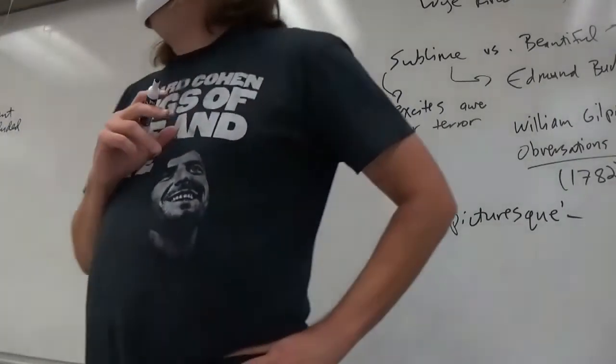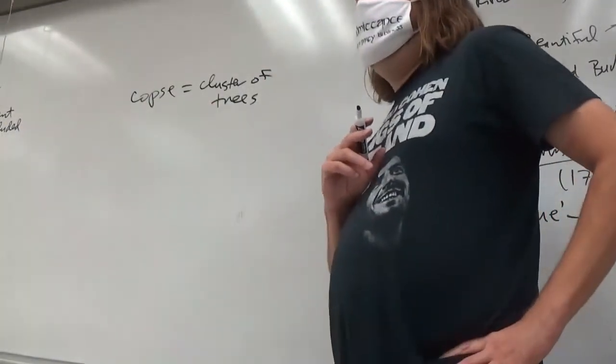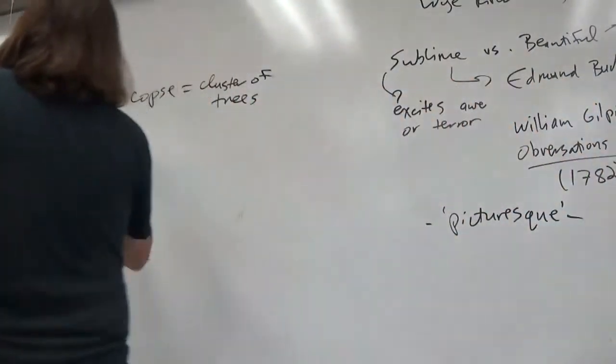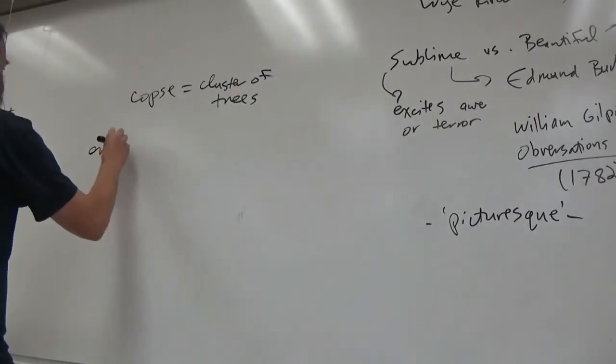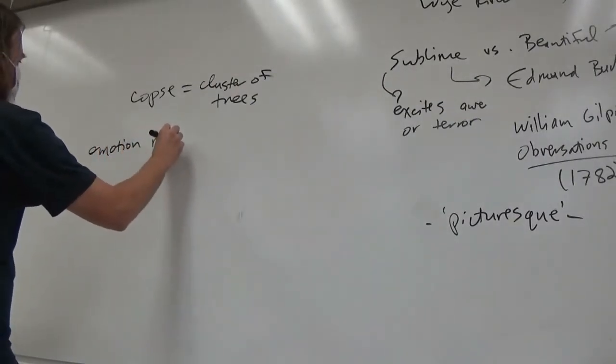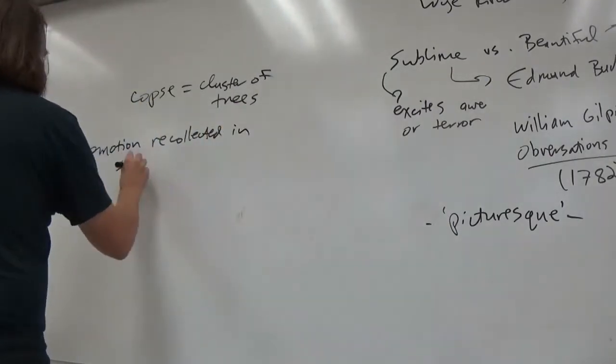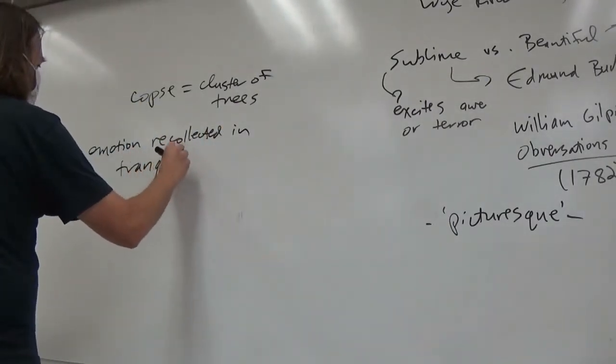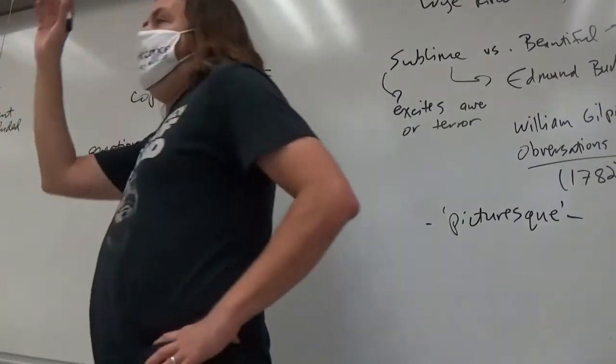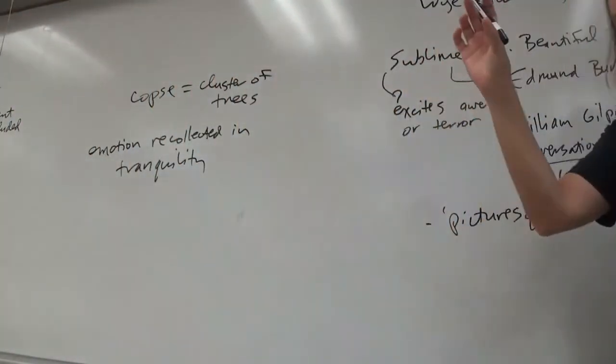Now, do we remember how Wordsworth defined poetry from last time? He was into emotion recollected in tranquility. Yes, emotion, recollected in tranquility. Good, yes. And that is exactly what he is talking about in this first paragraph, right?